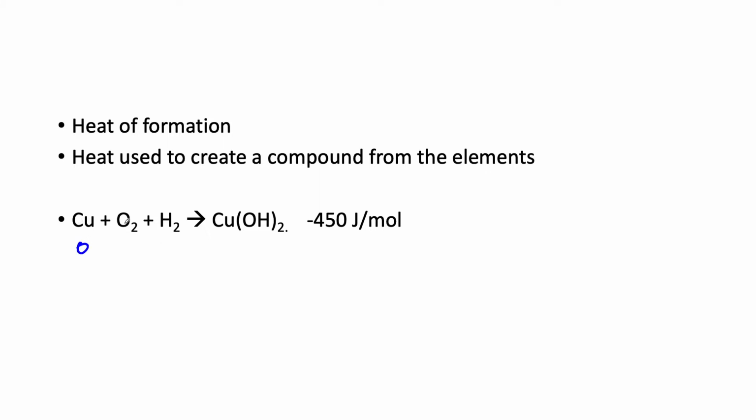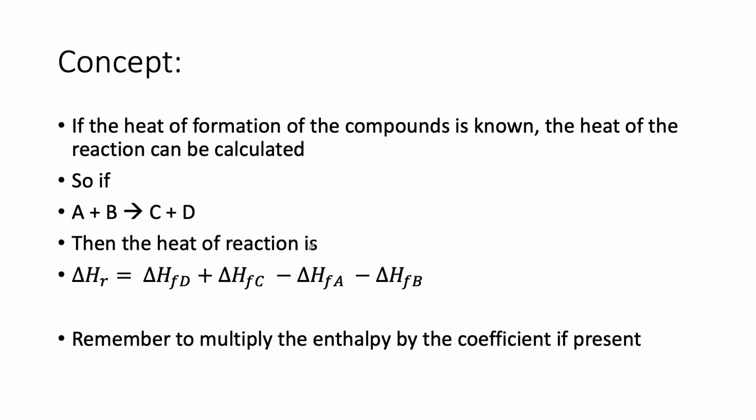And so we take copper, we take O2, and we take H2, and we add them all together. And by magic, we get copper 2 hydroxide. And it takes 450 joules per mole for this to be created. In other words, it releases heat. So this is what we use. This is what we call the heat of formation. And we're going to use these values to figure out the heat of reaction.